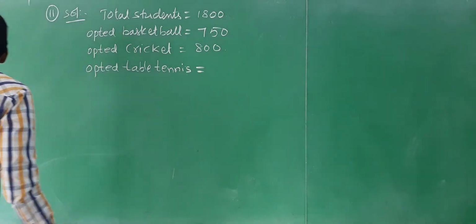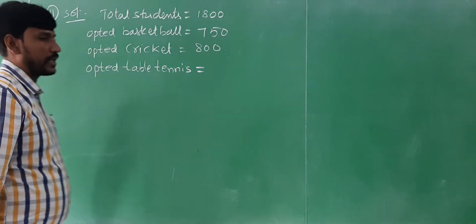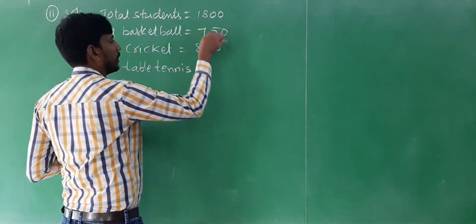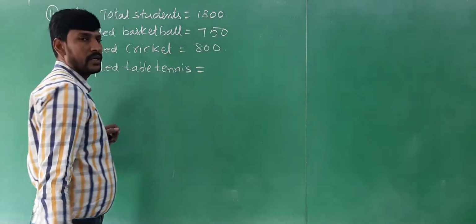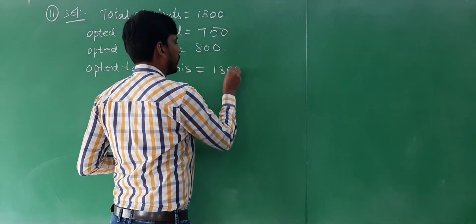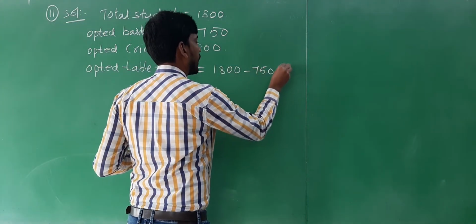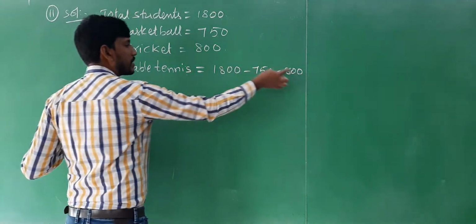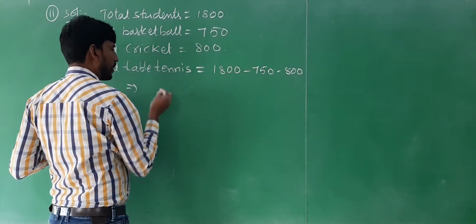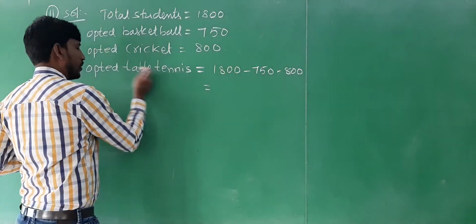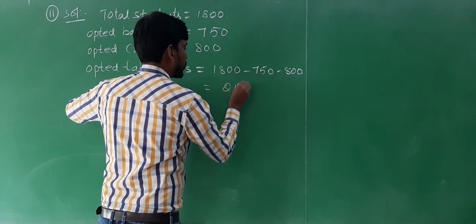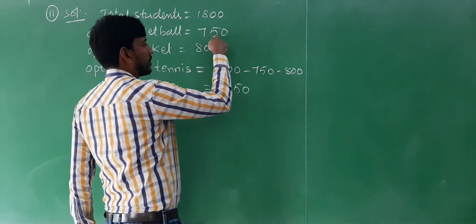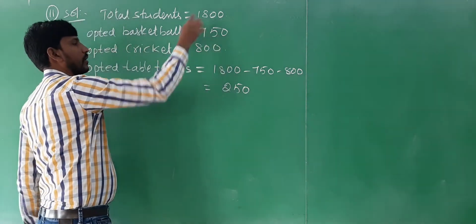So now here, they did not give the value of table tennis. How many students opted for it? We need to subtract these two values from 1,800. So which is equal to 1,800 minus 750 minus 800. Now, 1,800 minus 800 is 1,000. 1,000 minus 750 is nothing but 250. Right? 250 students opted for table tennis. Clear? 250 plus 750 is nothing but 1,000. 1,000 plus 800 is equal to 1,800.